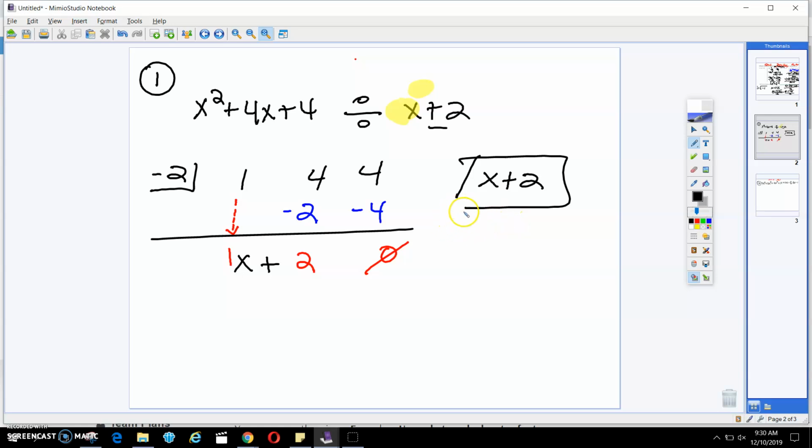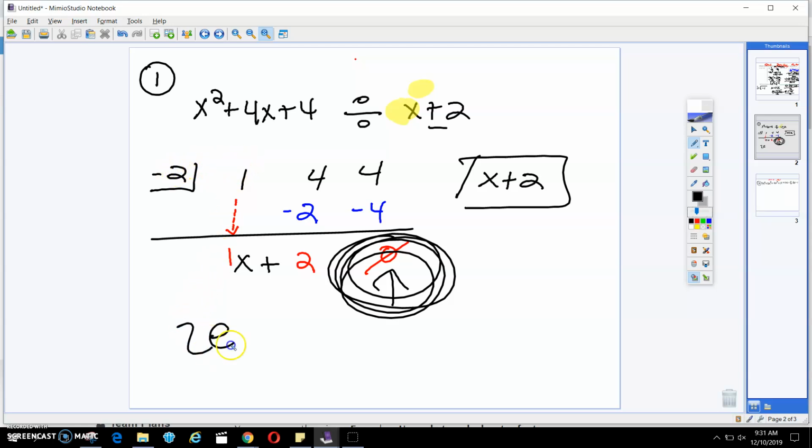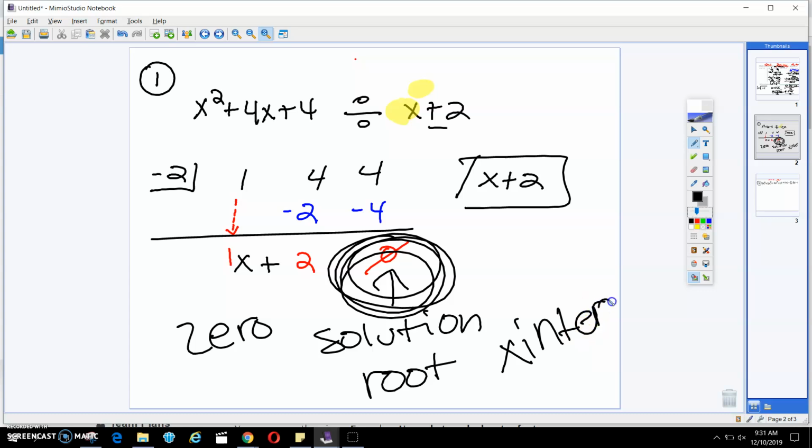Okay? What this tells me though, and this is the big takeaway: you see how this is 0 right here? That means that x plus 2, or x equals negative 2, is a 0, a solution, a root, an x-intercept, if you will. Okay? So please, please, please. There's going to be some type of question like, hey, if you have a remainder of 0, what does it mean? Those 4 words.